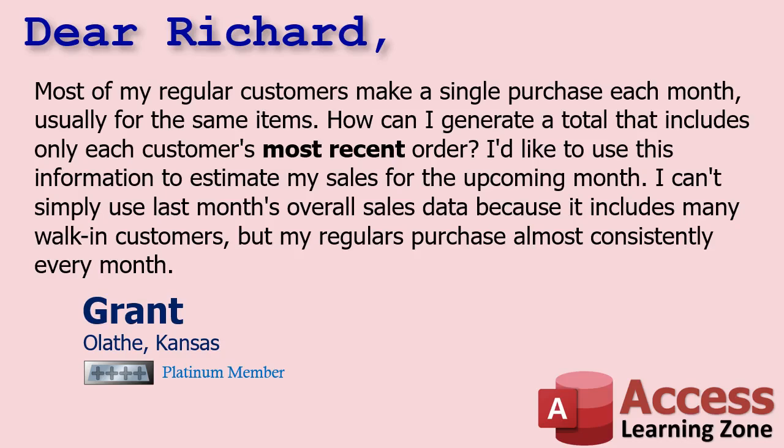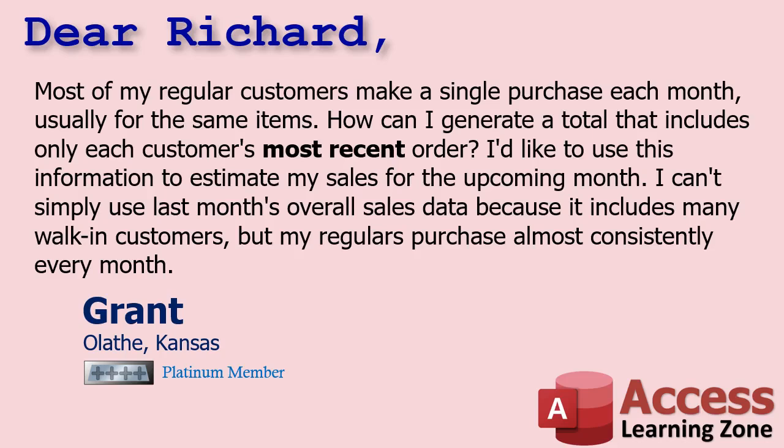Grant says, most of my regular customers make a single purchase each month, usually for the same items. How can I generate a total that includes only each customer's most recent order? I'd like to use this information to estimate my sales for the upcoming month. I can't simply use last month's overall sales data because it includes many walk-in customers, but my regulars purchase almost consistently every month. I get what you're saying there because I do kind of the same thing.